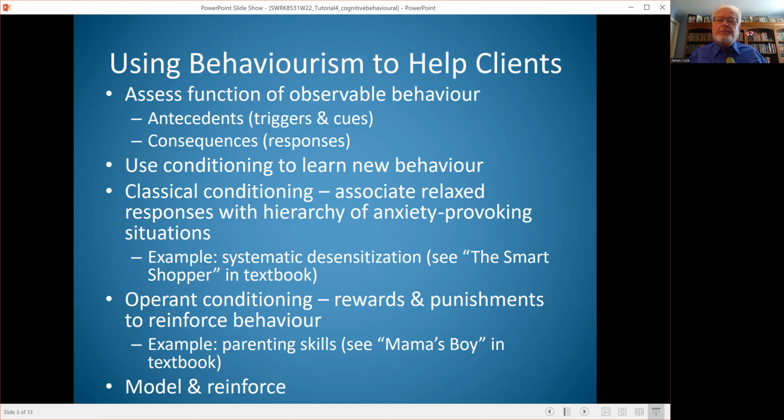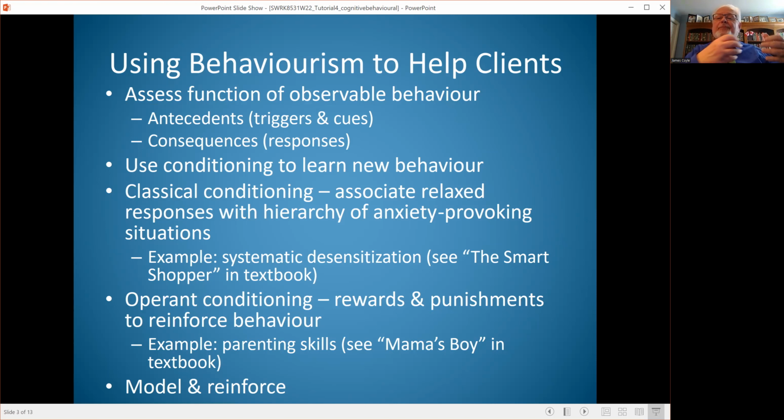When you use behaviorism to help clients, you're assessing the function of observable behavior. You're looking at the antecedents, what triggers that behavior or cues that behavior. And notice that triggers don't necessarily mean what causes the behavior. When you're using a behavioral approach, behavior therapy, to help a client, you don't really need to know any psychological mechanisms that may influence behavior, and you don't really even need to know what the previous conditioning was, since it's based upon the fact that you can do new conditioning and that behavior is changeable.